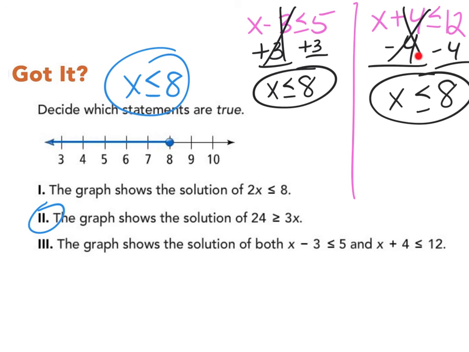Left side, they canceled out. Minus 4 plus 4 is 0. All you have left is x. And then the right side, 12 minus 4 is 8. So we match. So this last option does work.